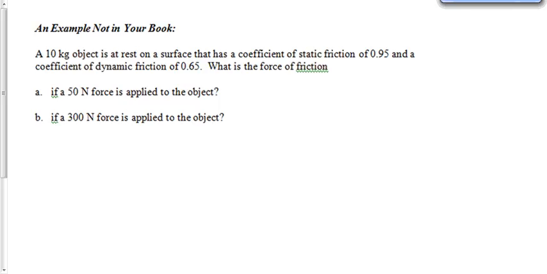Well, we want to find a force of friction. We got to know what type of friction we're dealing with, right? Do we know what kind of friction we're dealing with yet in question A? No, we don't. We don't know what kind we're dealing with in question B either. So we got to figure it out. How do you figure out what kind of friction you're dealing with? How do we know whether we've got static or kinetic friction?